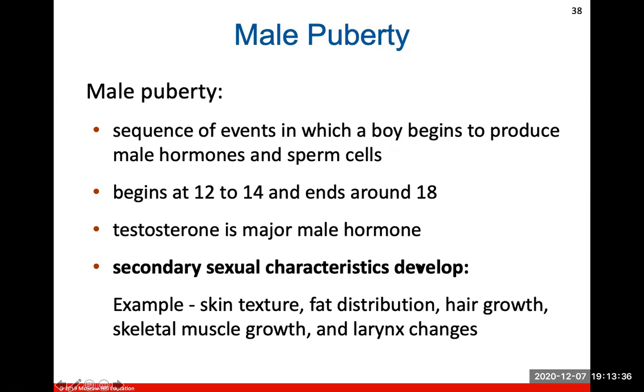Male puberty will begin at 12 to 14 and ends around 18. This starts when a boy begins to produce male hormones and sperm cells. Testosterone is the major male hormone, and secondary sexual characteristics develop because of that testosterone: skin texture, fat distribution, hair growth in different locations, the face, skeletal muscle growth, and also the larynx changes, which will help to lower the voice.